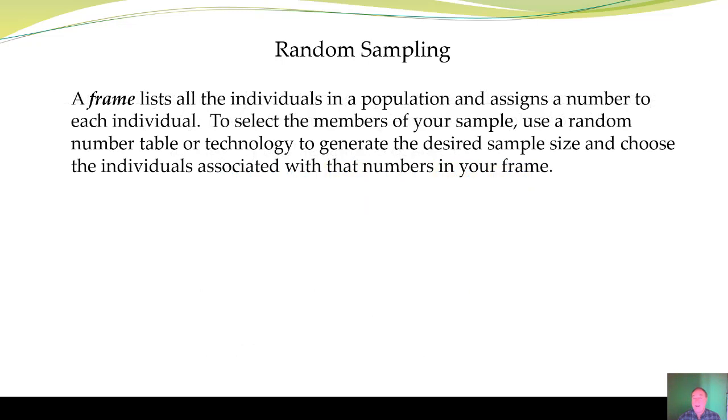Now, a frame lists all the individuals in a population and assigns a number to each individual. To select the members of your sample, use a random number table or technology to generate the desired sample size, and choose the individuals associated with those numbers in your frame.